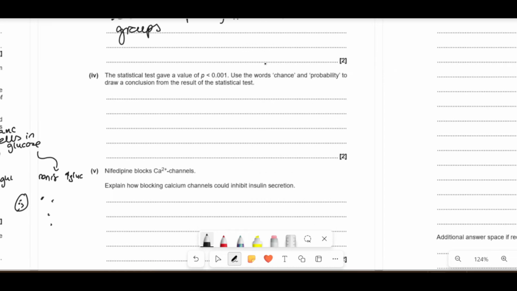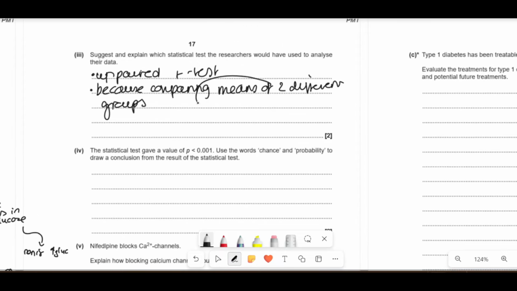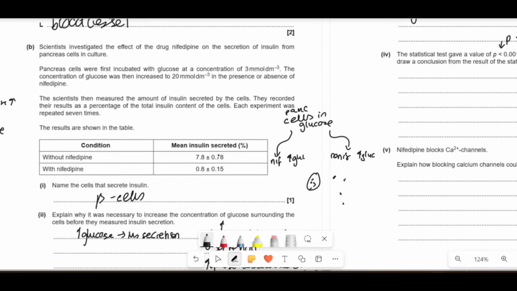The statistical test gave a value of p being less than 0.001, using the words chance and probability to draw a conclusion from the statistical test. So remember that this is talking about the differences in means. So p is less than 0.001, meaning that this is a significant result, as in this p-value is significant. But you can't just say the results are significant. You need to say what this p-value is testing. This p-value is only testing whether there is a difference between these two. That is all. It's not testing anything else, and you can't talk about anything else.